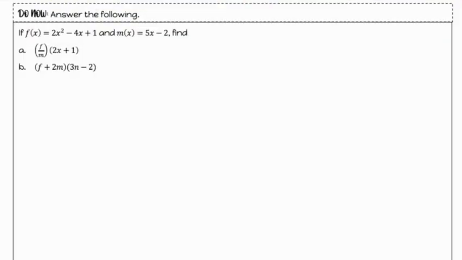Hey everyone, so let's take a look at our do now for today. Today we have been given two functions, our f of x function and our m of x function. And we are asked to find part A, which is a quotient, and part B, which is a sum. So I am going to make you pause this video and I will get back to you with my answers.